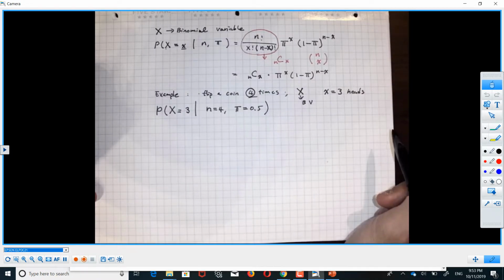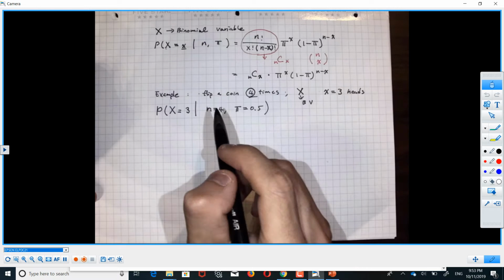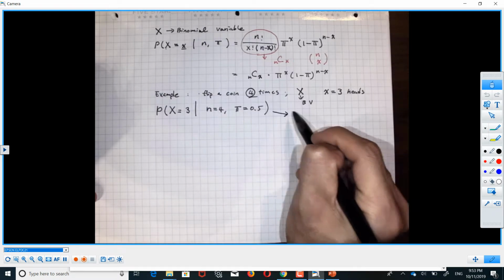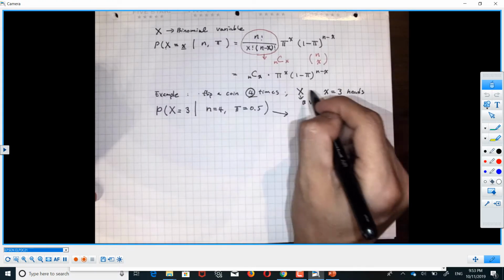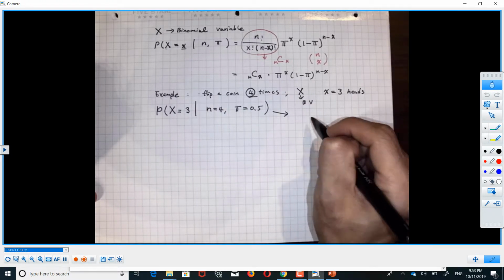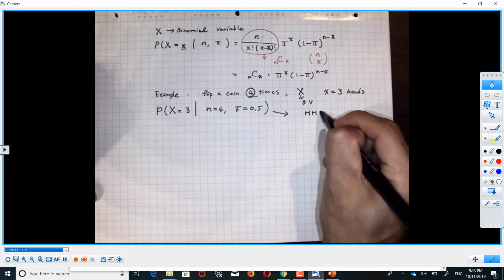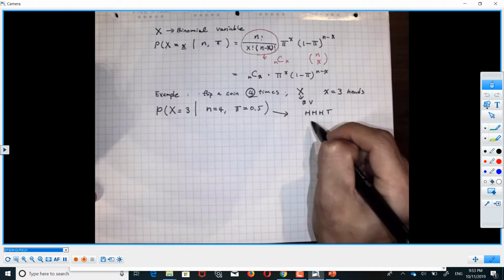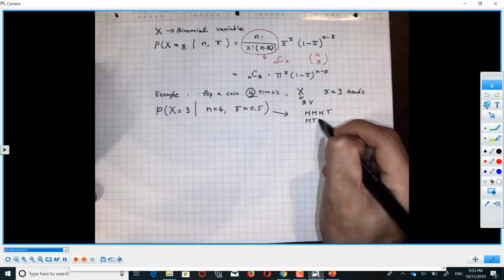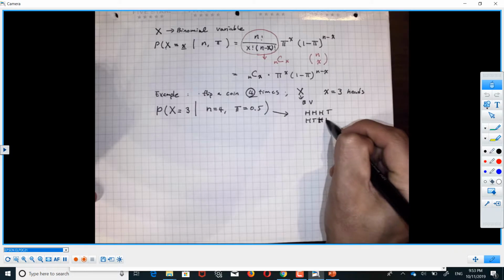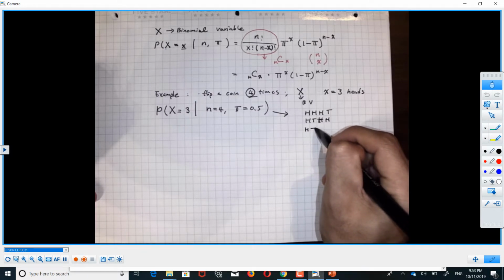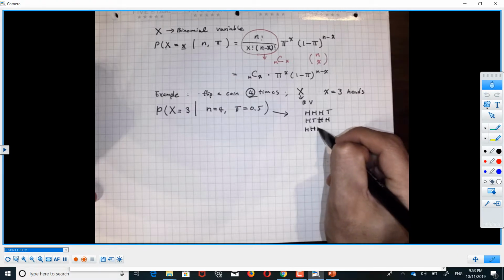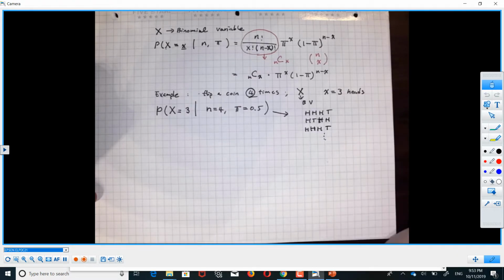So that's your formula. This represents cases like 3 heads, right? When you flip a coin 4 times, for example head, head, head, and tail, or head, head, tail, head, and so on. So what is the probability?